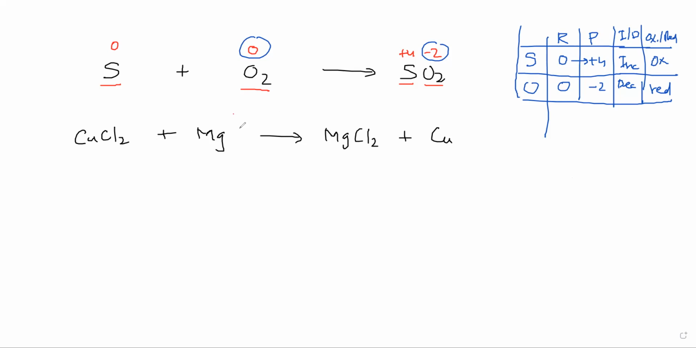Okay, so first of all, just note down the oxidation state of everyone. Magnesium 0, copper 0, because both are in the elemental form. In copper chloride, CuCl2, Cl is group 7, so -1 each. Overall has to be 0, so copper has to be +2. Exactly the same for magnesium chloride: magnesium +2 and each chlorine -1.